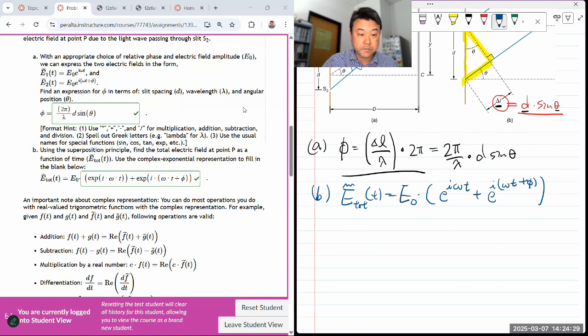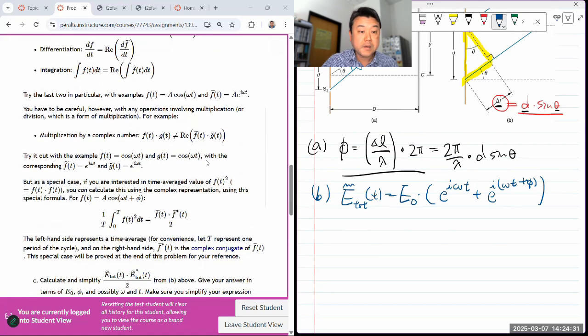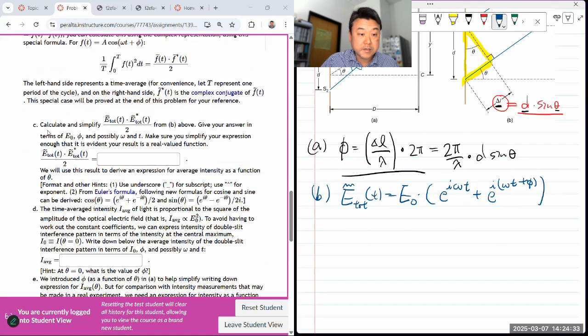Okay, so with that E total, it's asking to calculate and simplify this. Okay, I can do that. Let me start by writing down the E complex conjugate.